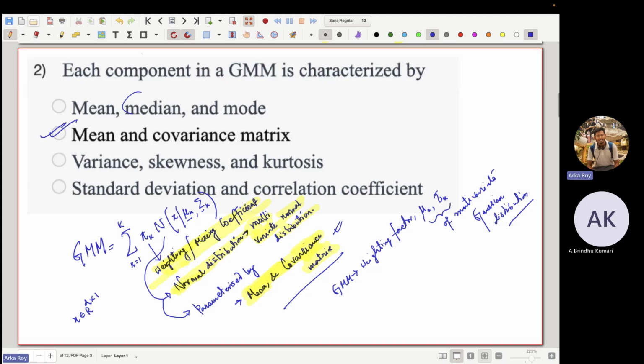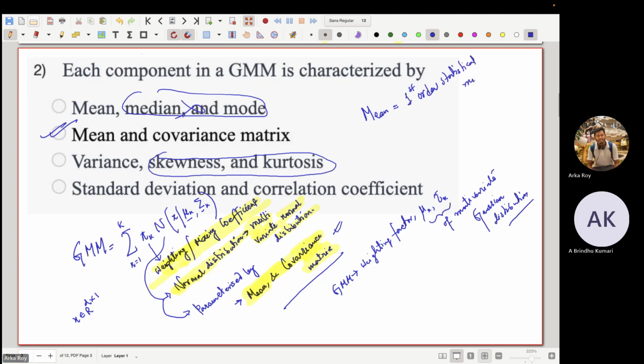Mean, median, mode. So we do not have median and mode. So this is incorrect. Then skewness, kurtosis. Mean is basically called the first order statistical moment. Variance is called the second order statistical moment. And skewness and kurtosis are the third and fourth order statistical moments.